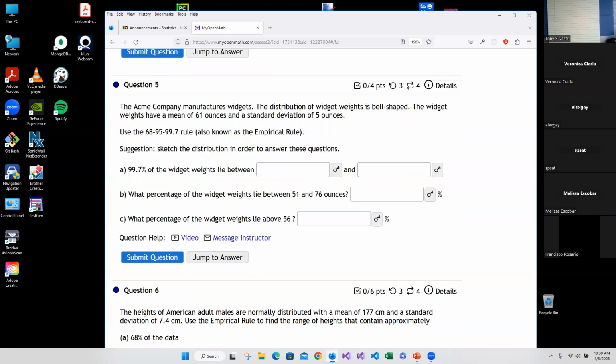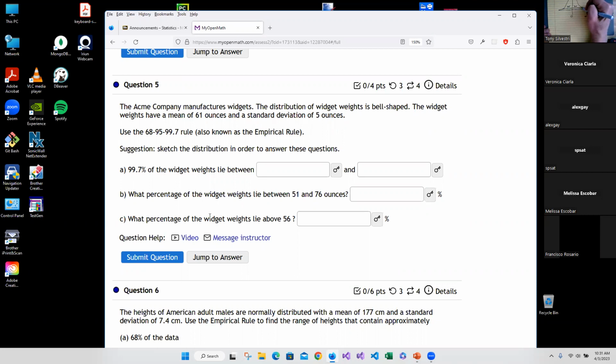Okay. All right, use the 68, 95, 99.7. Widget weights have the mean of 61 ounces and a standard deviation of 5. Okay. Sketch a distribution. All right, we'll sketch a nice little distribution over here. There it is. Average is in the middle, which is 61. And sigma is 5. 99.7 is 3 standard deviations, 3 sigmas here, 3 sigmas over here.